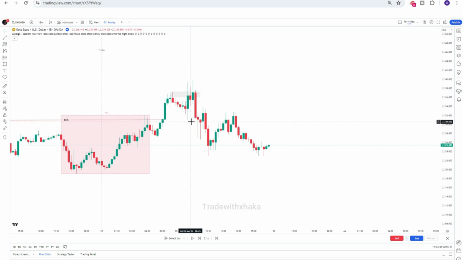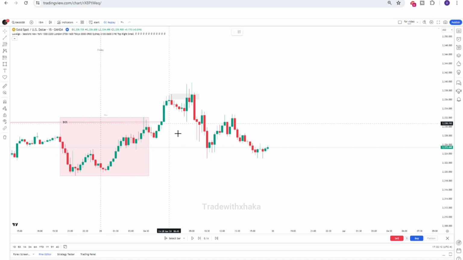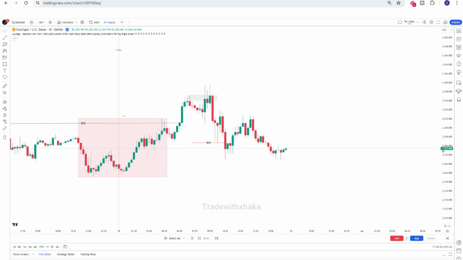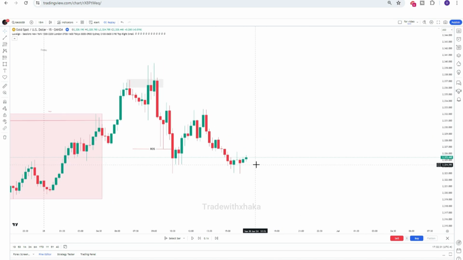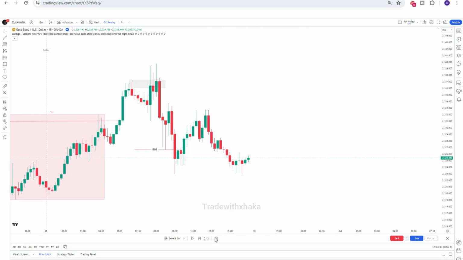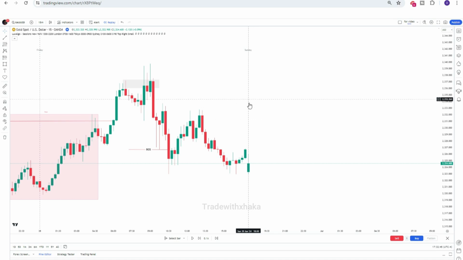That's a lot of reaction here. Where do we have a breakout structure? We finally have a breakout structure here. This is a breakout structure. From this point now, I know the direction of the market, that I'm in a downtrend. It makes sense as we are approaching the closure of New York time. This is the closure of New York time.